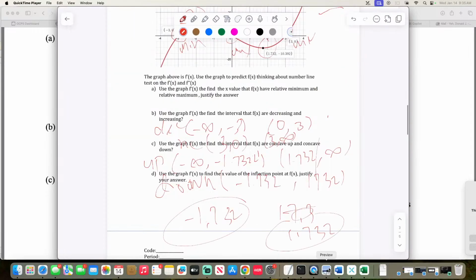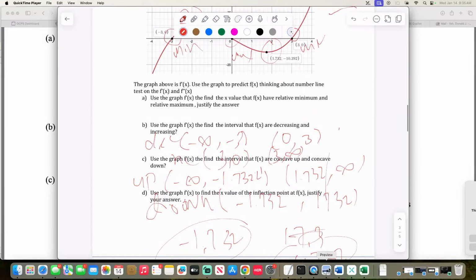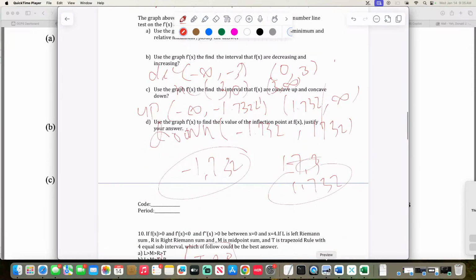This is the answer. It's really bad writing. Decreasing is from negative infinity to negative 3 and 0 to 3. Increasing is from negative 3 to 0 and 3 to infinity. Concave up is from negative infinity to negative 1.732 and 1.732 to infinity. Concave down is between negative 1.732 and 1.732. Inflection points are at negative and positive 1.732.